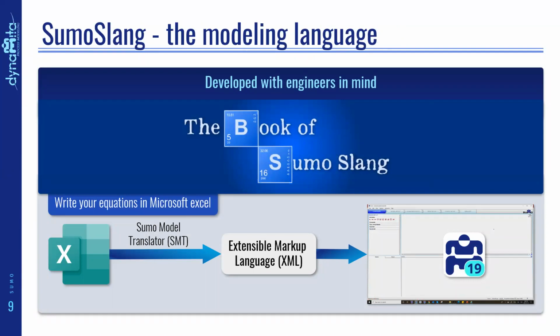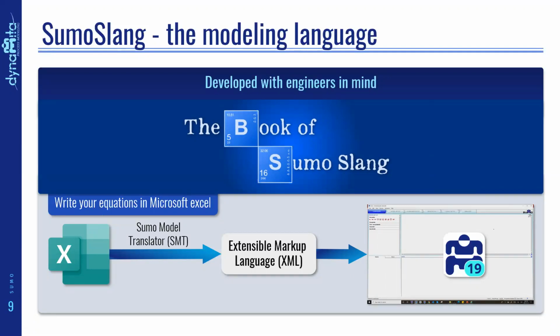Okay, so the most important point after it being open source is, how can engineers develop models? Do they need to know C++? Do they need to know any other programming language? No. So in SUMO, what we have developed is a pseudo language called SumoSlang. It's a modeling language where the equations are written in Excel. And we have created a SUMO model translator, which converts the Excel file into extensible markup language, which can be further processed, and the model then shows up in the graphical user interface. So all engineers have to worry about is learning and writing the equation in the Excel sheet.